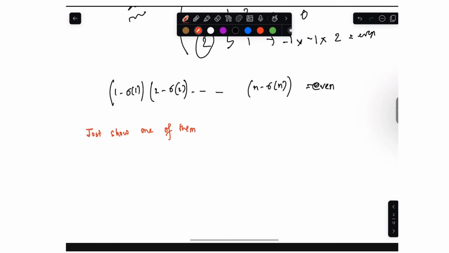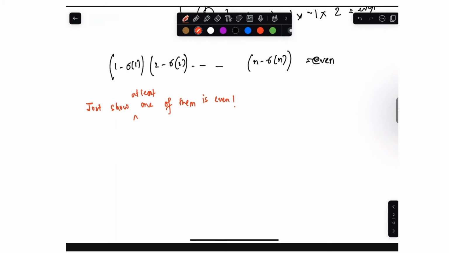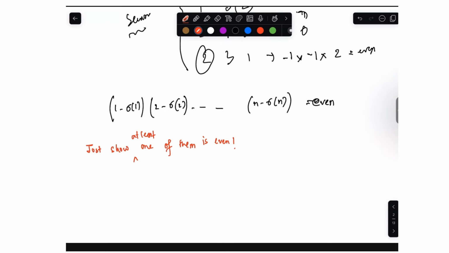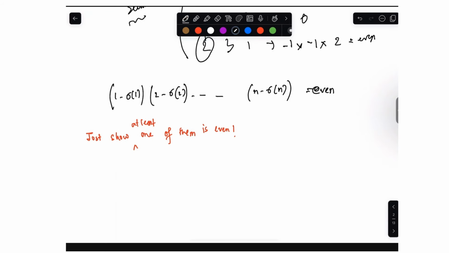If it's even, then at least one of them is even. So we have to show at least one of them is even. Okay, so we have to just show that one of them is even right now, right? How to show that? Remember, we have still not used the condition that n is odd. We have not used that condition.